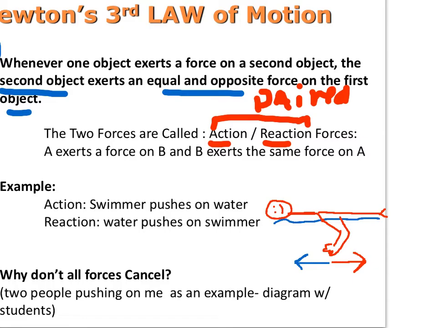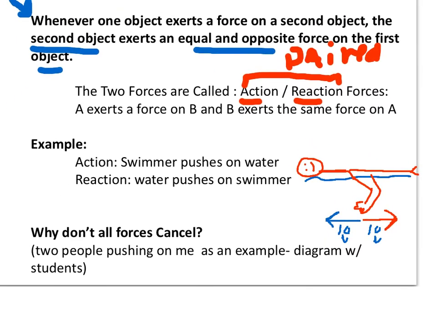Okay? So for every action there is an equal and opposite reaction. For example, if I made up a number, this might be 10 newtons, therefore this has to be 10 newtons. Now, at first glance, you might ask yourself, well, why don't all forces cancel each other? The secret to that answer, I'm going to try to diagram with you and help you understand on the next page.